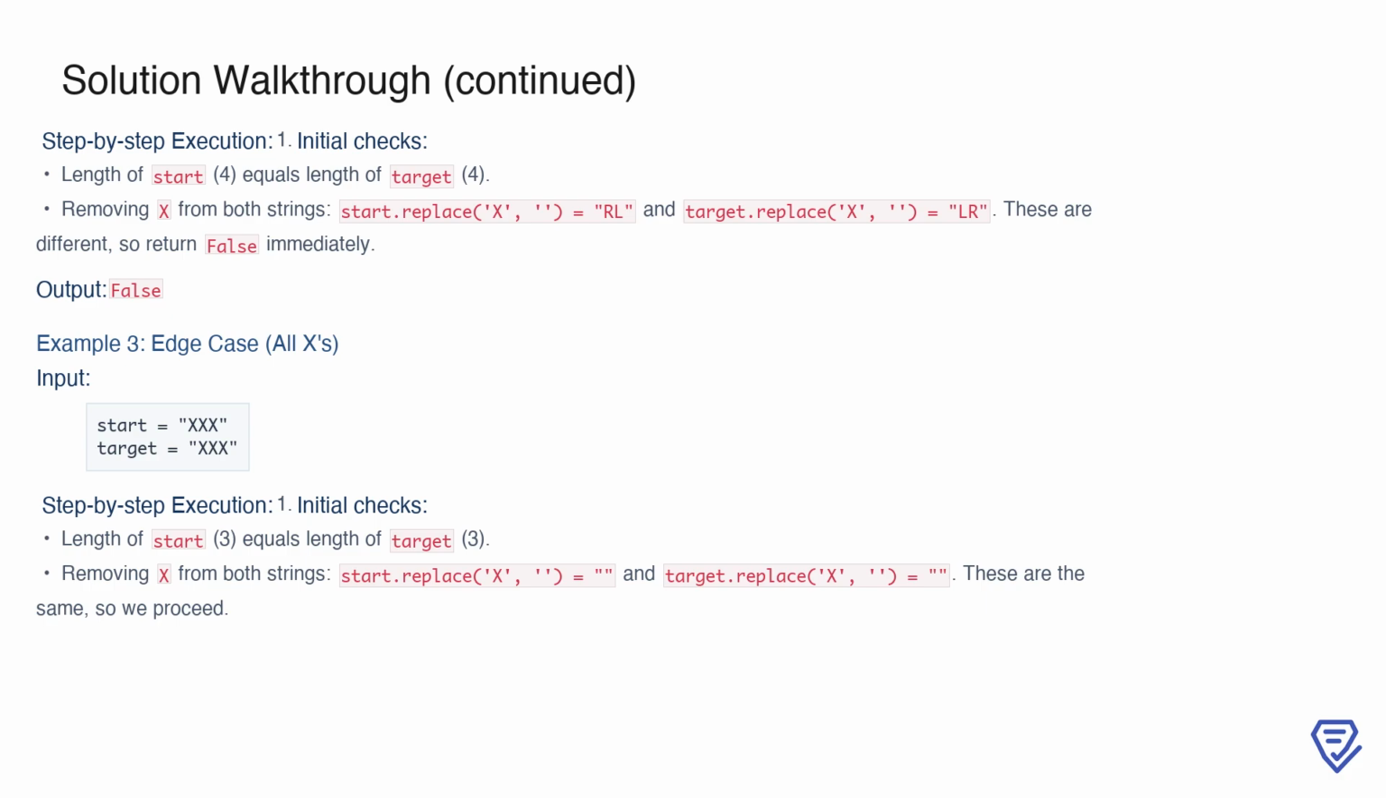Now, let's analyze example 2, where the input strings are start equals "xrlx" and target equals "lxxr". We begin with the same initial checks. The lengths of both strings match, which is 4. Next, we remove all x characters from both strings. This gives "RL" for start and "LR" for target.